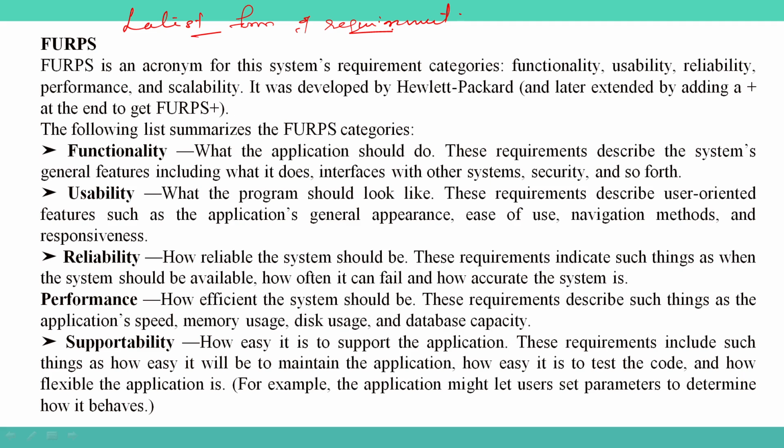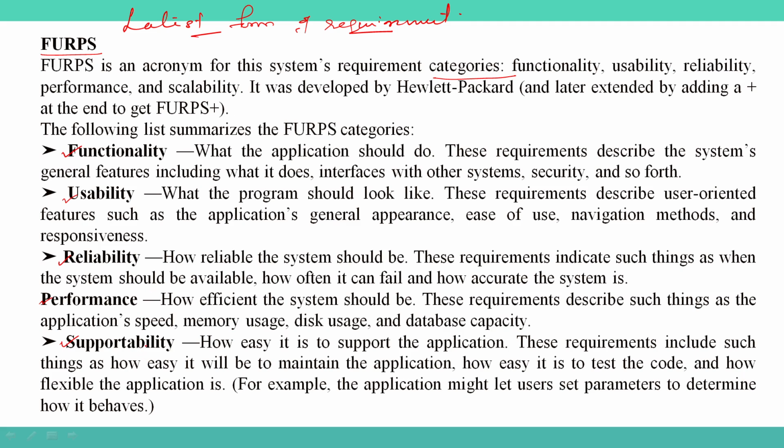FURPS. What is FURPS? These are the first letters of a certain set of categories. It is an acronym for system requirement categories. So F stands for functionality, U stands for usability, R stands for reliability, P stands for performance, and S stands for supportability. So whenever you are collecting the requirements, you have to collect all these five things.